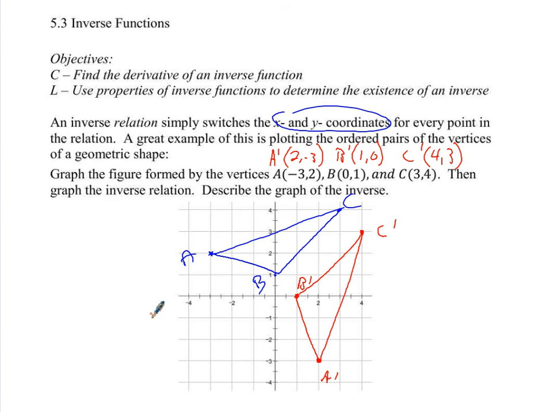Yeah, it's reflected across the line y equals x. So if I were to draw in a little y equals x line in here, then you would see that our original relation has been reflected in the line y equals x. That is what an inverse relation does. Basically, it reflects over the line y equals x.